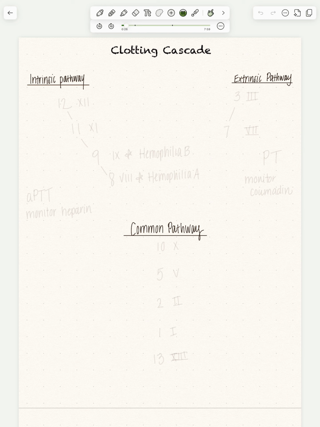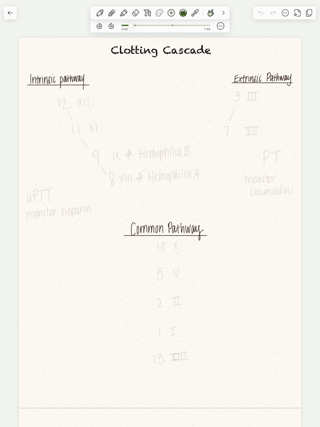There are 3 main pathways within your clotting cascade. As you can see, I've written it here for you. You've got the intrinsic pathway, the extrinsic pathway, and the common pathway. The reason why this is called a cascade is because one factor is going to activate the next, and these are all going to have what they consider a trickle effect upon the next factor within that said cascade.